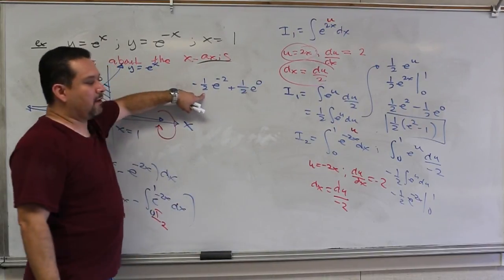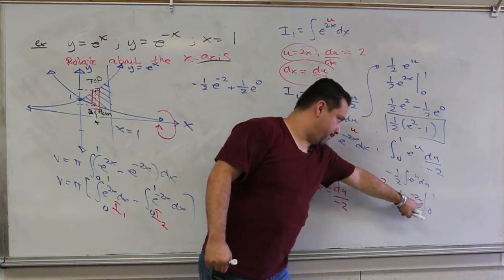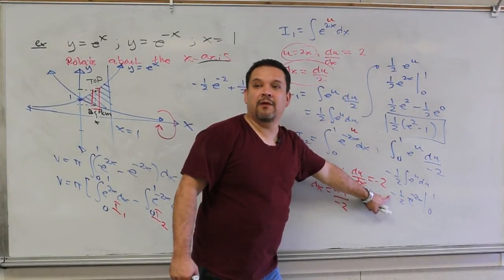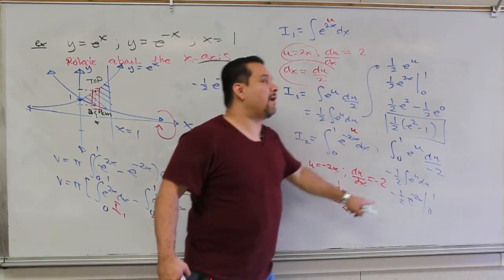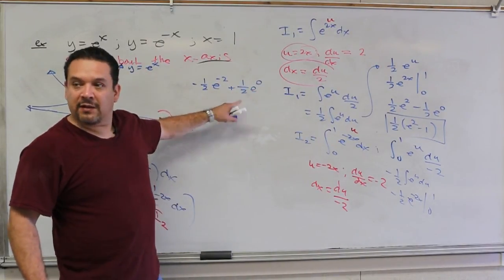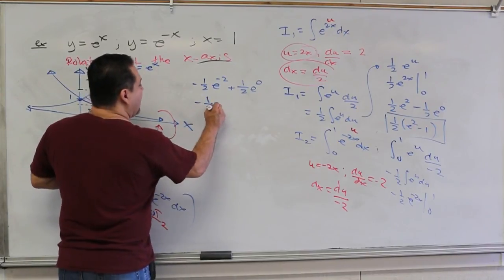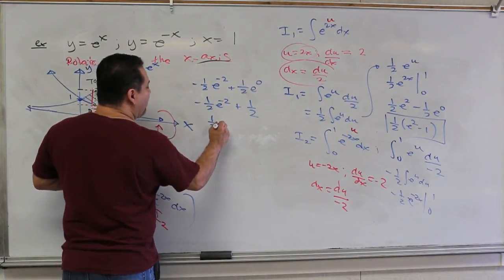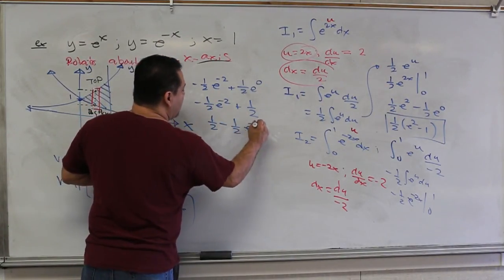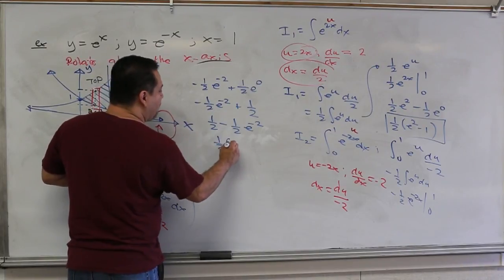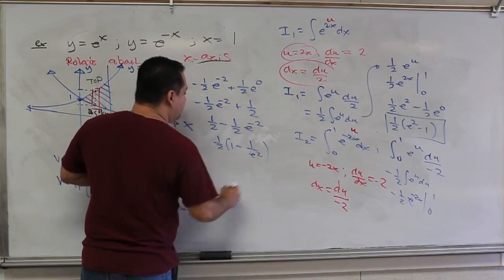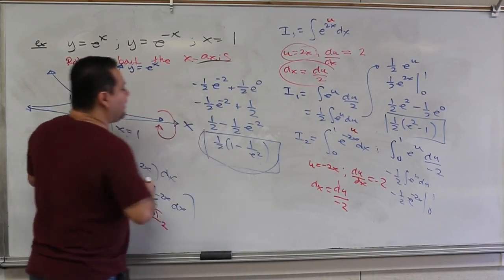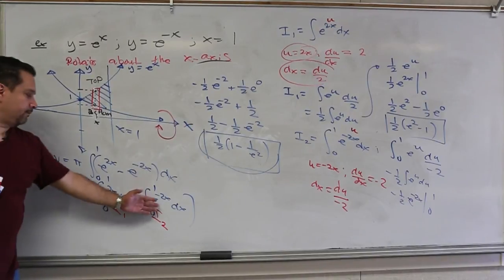Are you guys okay with that? Why is that? If I plug in 1 here, is that minus 2? This is already negative. So when I subtract, the opposite of a negative becomes what? Positive. Minus 1/2 e to the minus 2 plus 1/2. So you might even say that's 1/2 minus 1/2 e to the negative 2 power, or 1/2 times 1 minus 1 over e squared. That's the second integral.